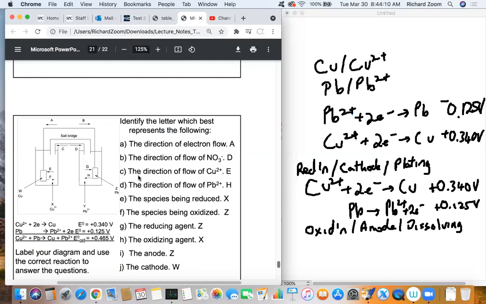But spoiler alert here, the nitrates are always going to flow in the opposite direction to the electrons. And the reason for that is because nitrates are negative, electrons are negative as well. They can't be flowing in the same direction.